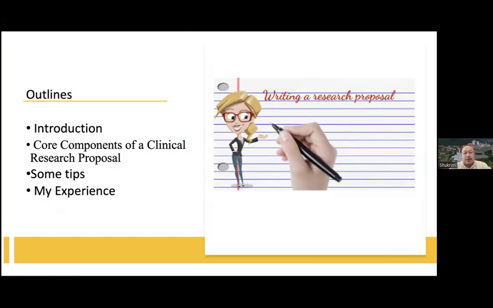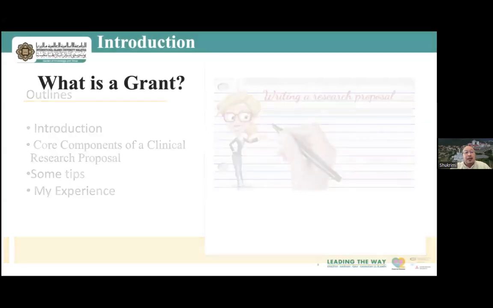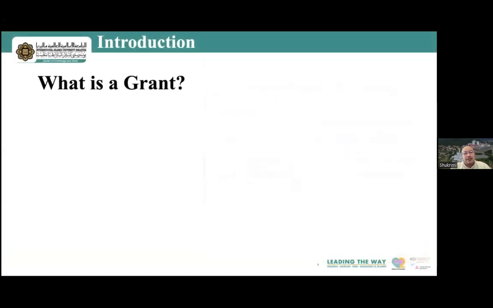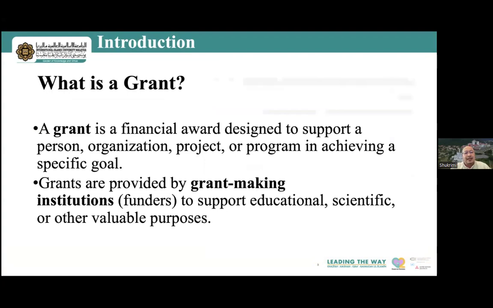We start with introduction of the grant, and then just to revise what the core component of clinical research grant. After that, discuss a bit on the tips how to write a clinical research grant based on my experience. So first of all, what is grant? Just let's review what's grant. So basically, grant is a financial award designed to support a person, organization, or project or program to achieve a specific goal. Okay, a grant are provided by the institution funder.